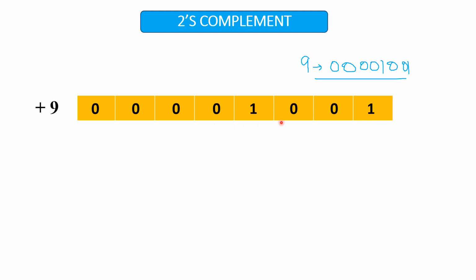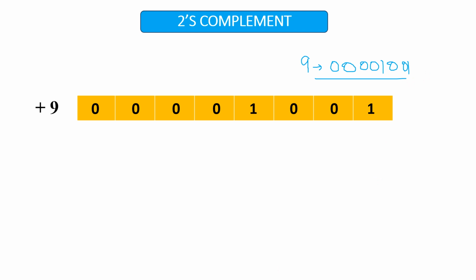So from this we can say a positive number is the same in all the three forms, that is, in sign magnitude form, in 1's complement form, and in 2's complement form. The positive numbers are all the same, and they are equal to the true binary numbers.